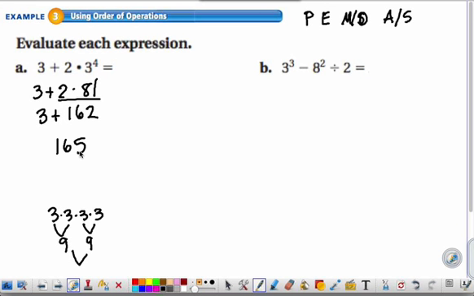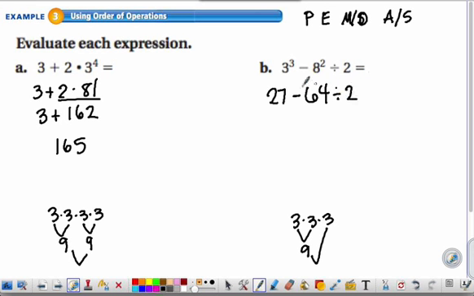Now on our second one, we have 2 exponents. We have subtraction and division. We're going to do our exponents first. So 3 to the 3rd power. 3 times 3 is 9. Times 3 is 27. Minus this 8 squared is 8 times 8, which is 64. And we're going to bring down our divided by 2.